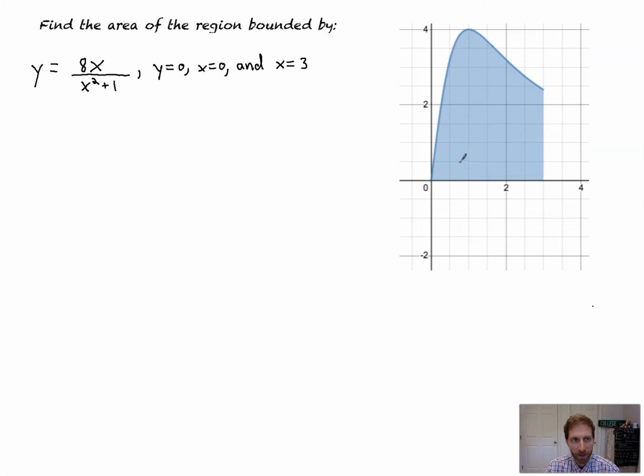I've given you that curve. So 8x over x squared plus 1 is this curve. Pretty gnarly looking. That's evaluated from y equals 0, right? Bounded by that, I should say. Y equals 0. And then from x equals 0 to x equals 3.